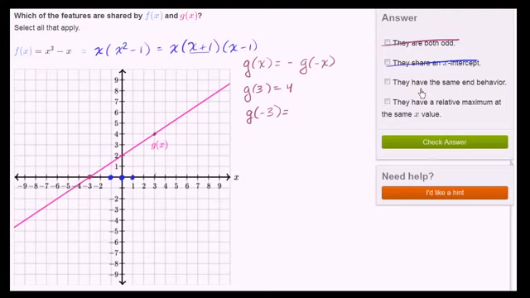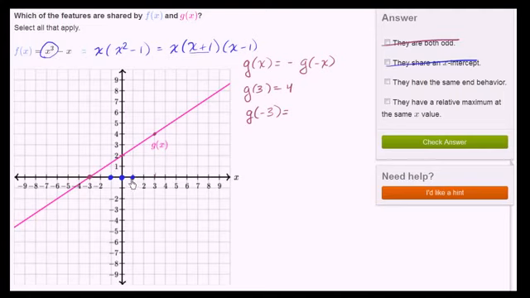Next option: they have the same end behavior. Now this is interesting. This is saying what's happening as x gets really, really large, or as x gets really, really small. So we could just think about it right over here. As x gets really large, this x to the third is going to grow much faster than this x term right over here. So as x grows really large, f of x is going to grow really large.